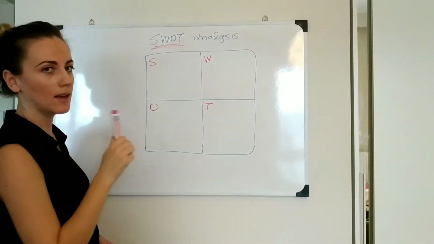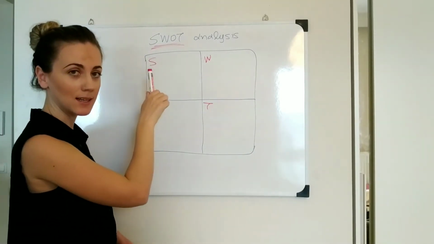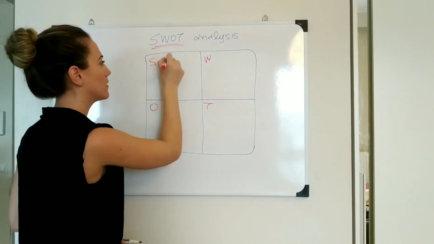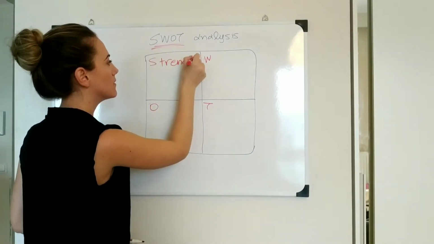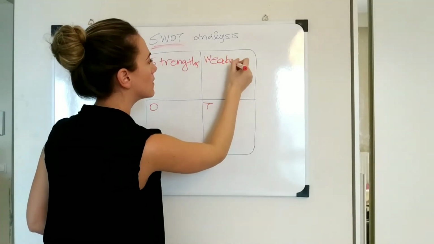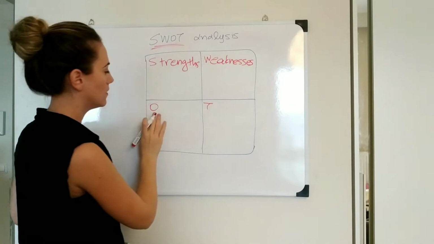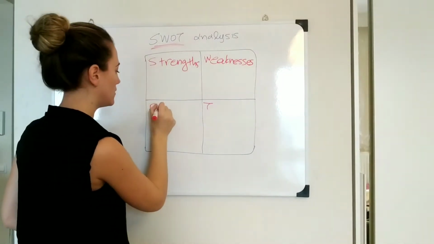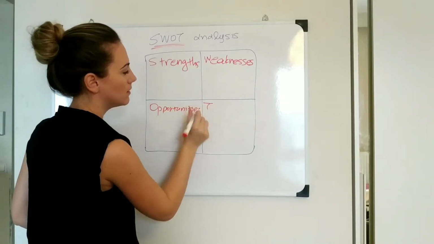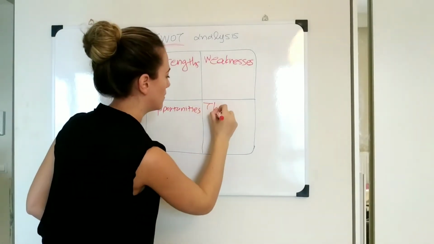Okay, here, every letter means it's the first letter of a word. For example, S for strength. W for weaknesses. O for opportunities. T for threats.